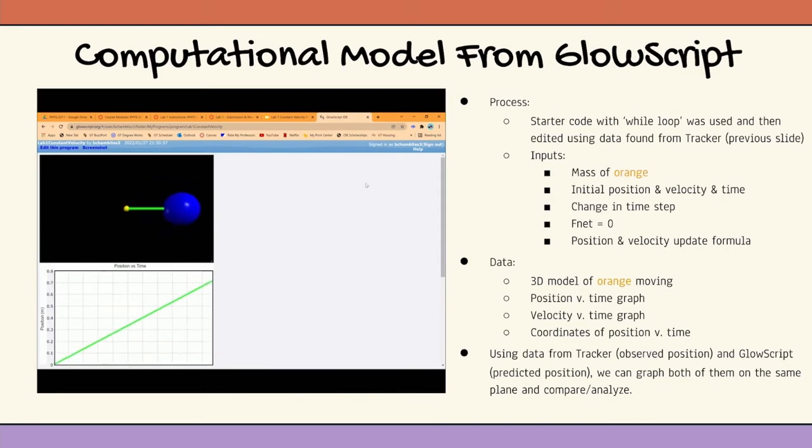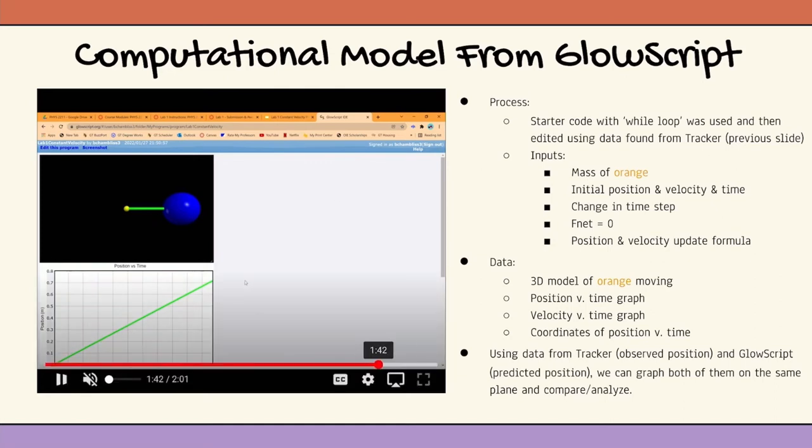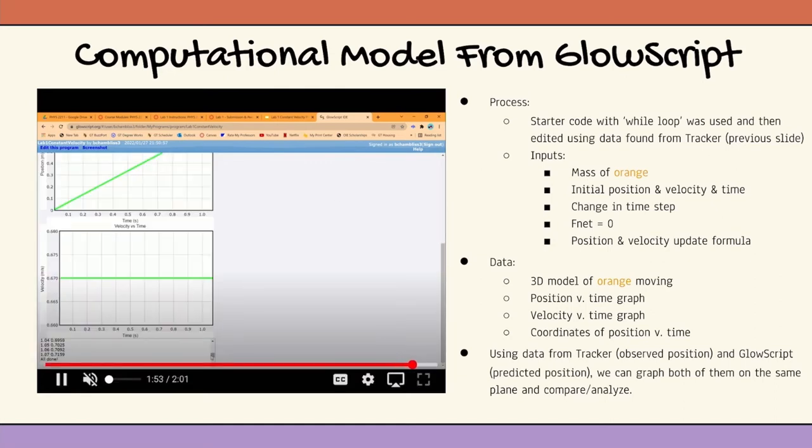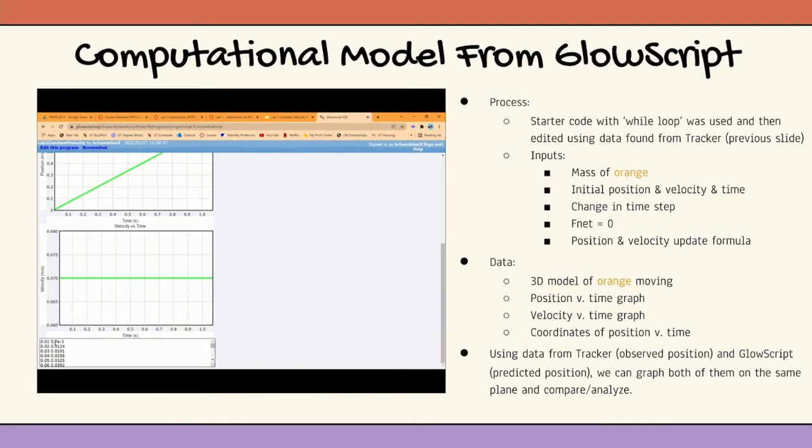There it goes, my orange moving in the positive x direction, because that's where we put the coordinate axis in Tracker. Our position versus time graph has a positive slope. Our velocity versus time graph has a constant straight line. It's constant. And then, of course, we have the coordinates of position and time.